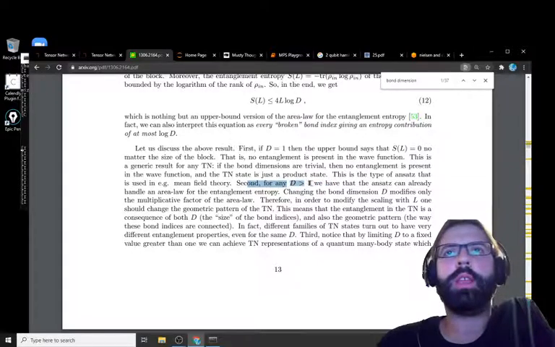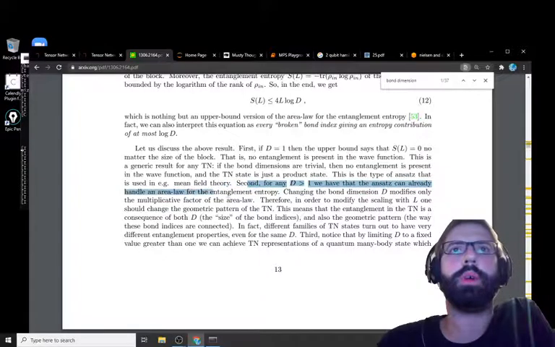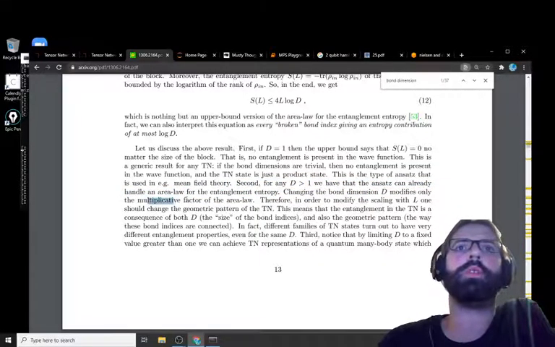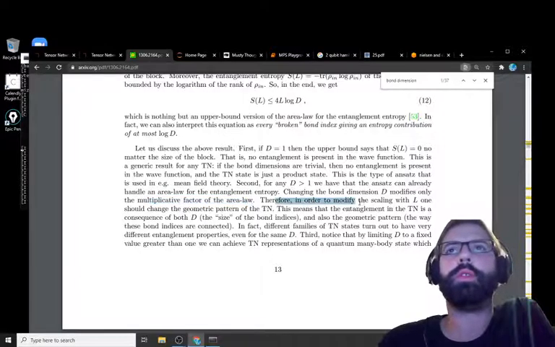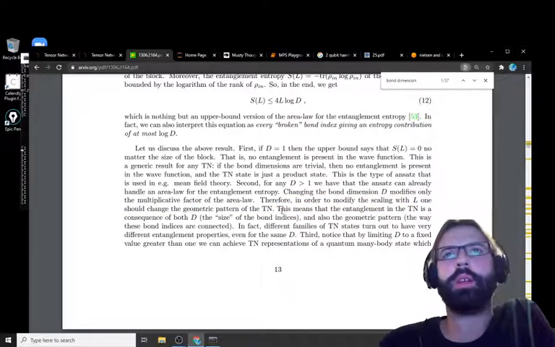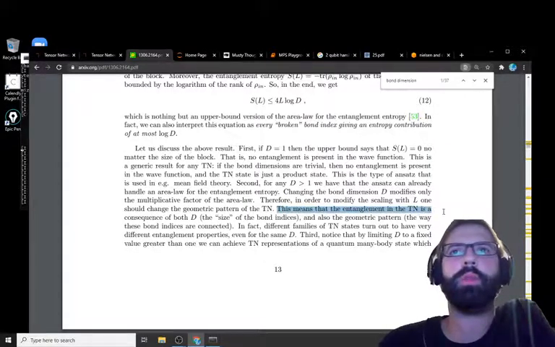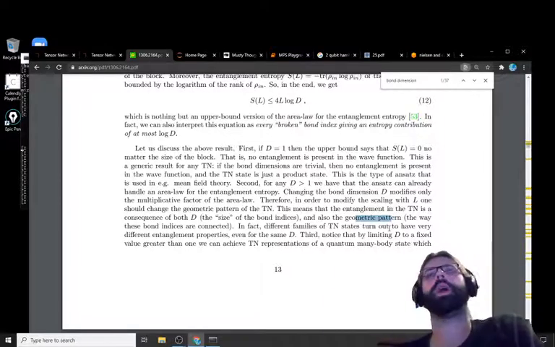Second, for any D bigger than 1, we have that the ansatz can already handle an area law for the entanglement entropy. Changing the bond dimension D modifies only the multiplicative factor of the area law. Therefore, in order to modify the scaling with L, one should change the geometric pattern of the tensor network. This is just way deeper than I thought. This means that the entanglement in the TN is a consequence of both D but also the geometric pattern. Oh wow, okay.